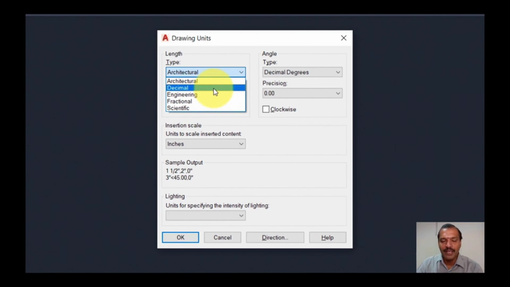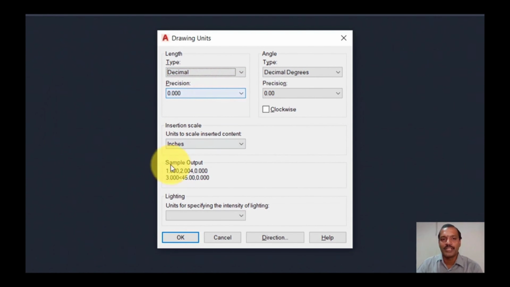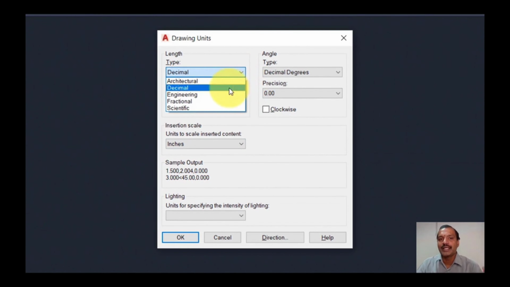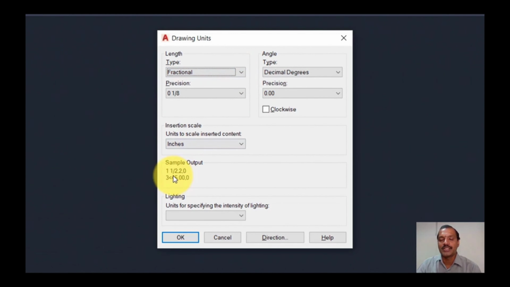Now we will go for millimeters, decimal. You can see here 1.5 as a sample output. Similarly, this 0.5 can be represented as 1/2 millimeters. How can it be? We have to choose fractional. If you choose fractional, you can see that 0.5 is represented as 1/2. These are all millimeters only.